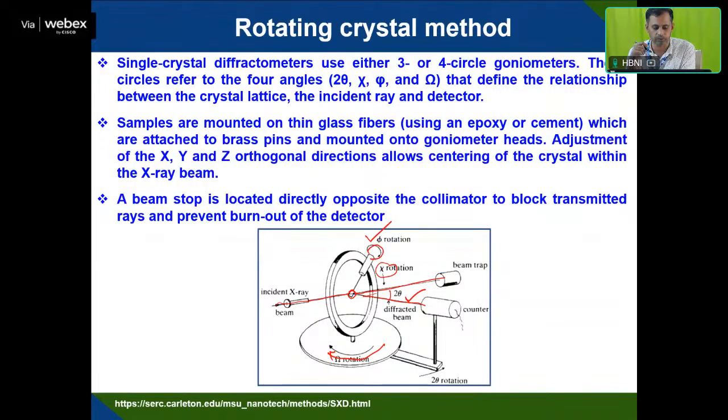Each circle refers to an angle that determines the relationship between the crystal lattice, the incident ray, and the detected crystal position. And then you have the incident ray, then the rotation of that crystal and the beam direction on that basis.